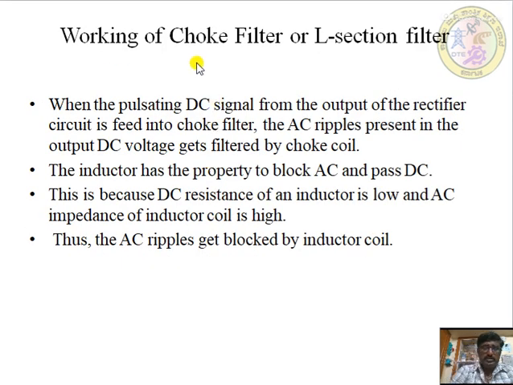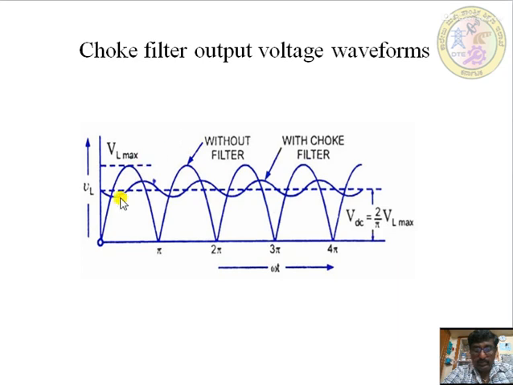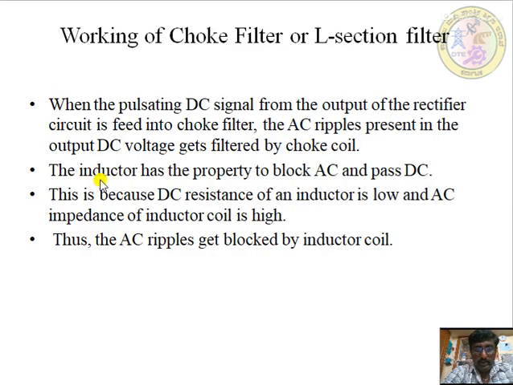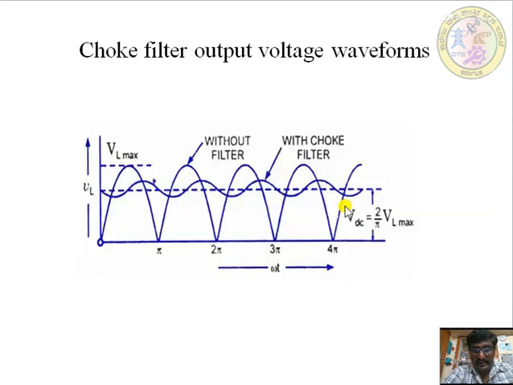Okay. So next, the working of a choke filter or L section filter. When the pulsating DC from the output of a rectifier circuit is fed into a choke filter, the AC ripples present in the output DC voltage get filtered by the choke coil. The inductor has the property to block AC and pass DC. This is because the DC resistance of the inductor is low and the AC impedance of the inductor coil is high. Thus AC ripple gets blocked by the inductor coil.